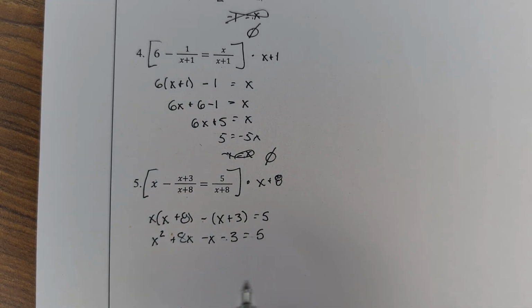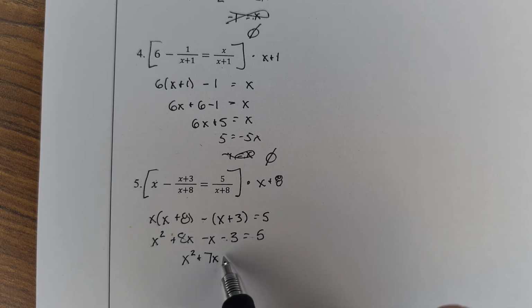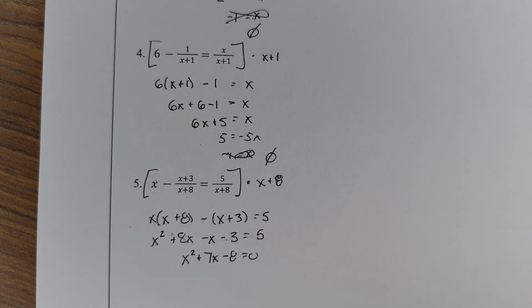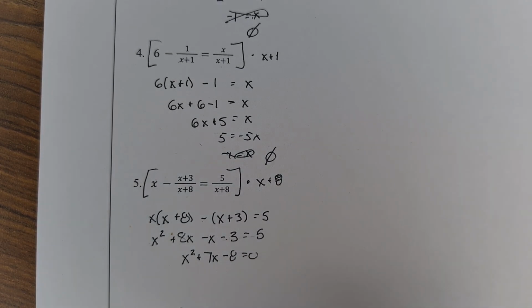So because we have an x squared, everybody's going to be on one side. So I'm going to combine like terms and move the 5 over at the same time. So that's x squared plus 7x minus 8 equals 0. So if you have a quadratic, you have two solution methods. You can factor or do the quadratic formula.